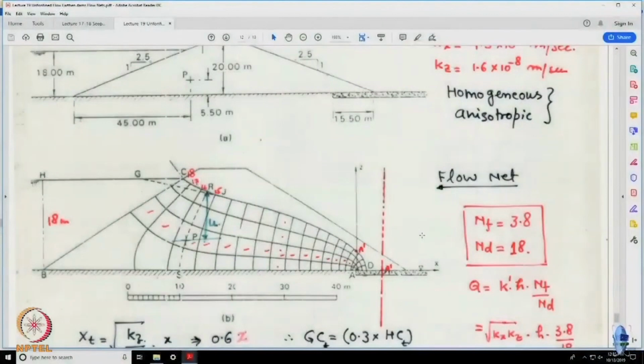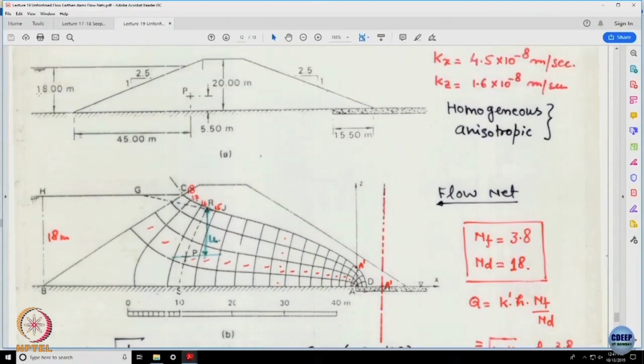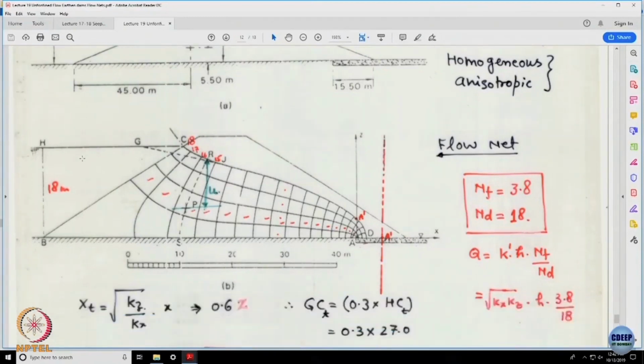Fine. This discussion is mostly based on this construction. So, if I know the kx and kz value, I think this is the problem which we have already discussed in the class. Homogeneous soil mass, anisotropic in the sense because hydraulic conductivities are different in x and z direction. What you will have to do is go for equivalent hydraulic conductivity, which is root of kx kz. What is causing flow? H. H is known as 18 meters. So, this 18 meter is going to cause the flow.